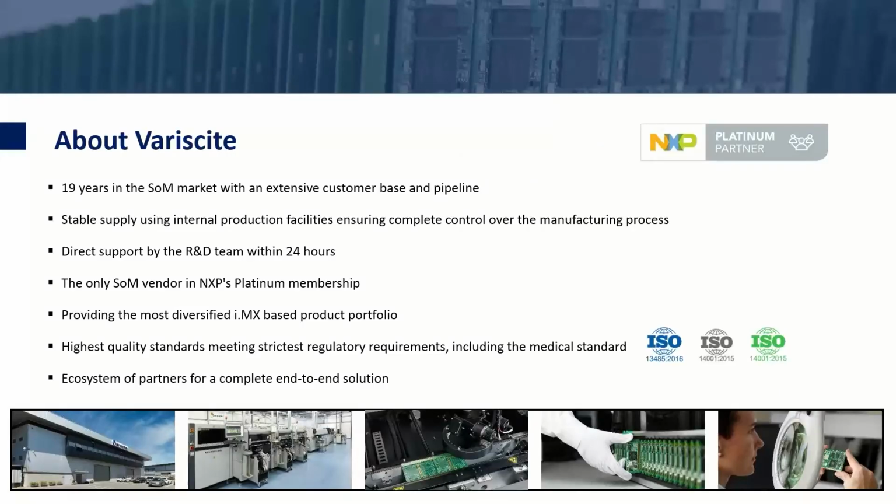First of all, let's summarize Variscite. Variscite has been on the market for 19 years, and we have an extensive customer base and pipeline. We are a stable supplier using internal production facilities and ensuring complete control of our manufacturing process. We directly support the customer through our R&D team, 24 hours a day, 7 days a week. We are spread worldwide, with teams in the US, Canada, Europe, and Israel, so we can cover mainly all the requests from customers worldwide.